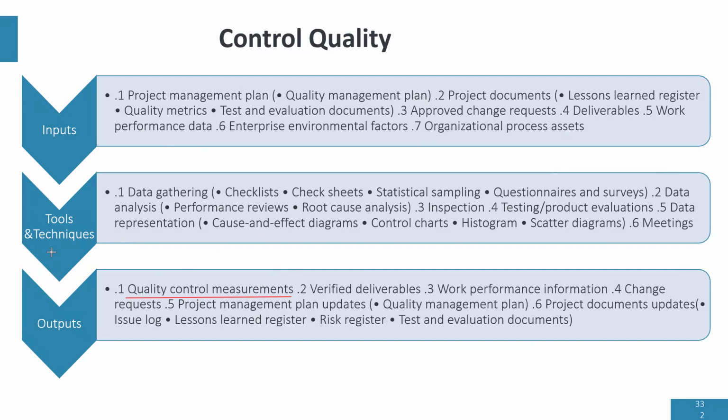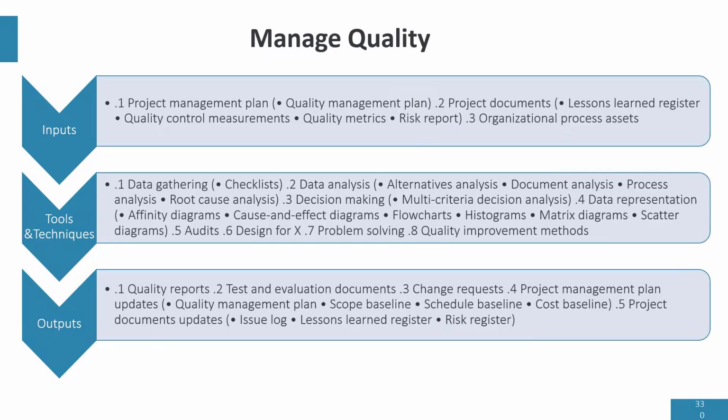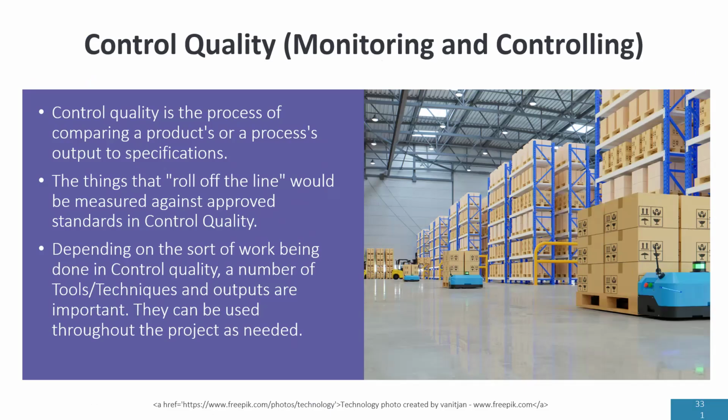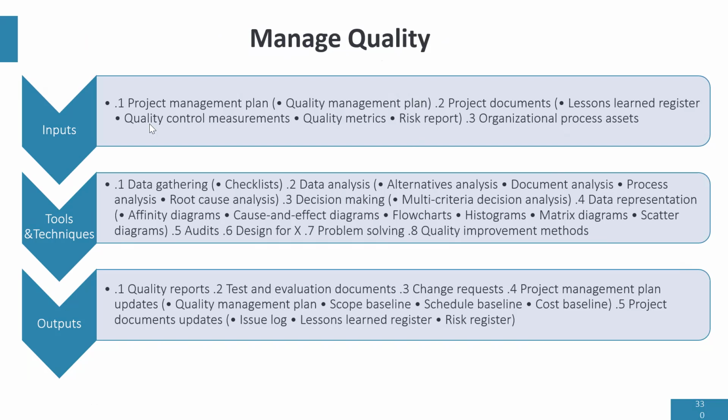The question we should ask is, which one is done first? Is it managed quality, or quality assurance, or is it quality control? Quality assurance is done in managed quality, and it means that quality assurance is done before quality control. So the question is, if quality control is what gives us the quality control measurement as an output, then how come it's an input in managed quality? Which means if managed quality is done before quality control, how can quality control measurement be an input?